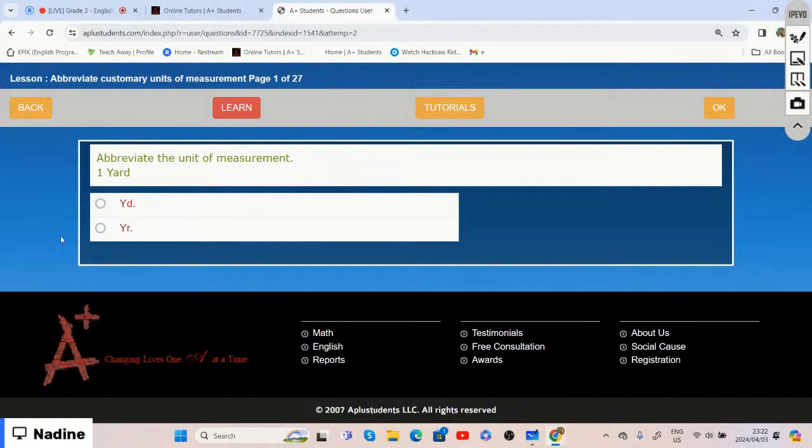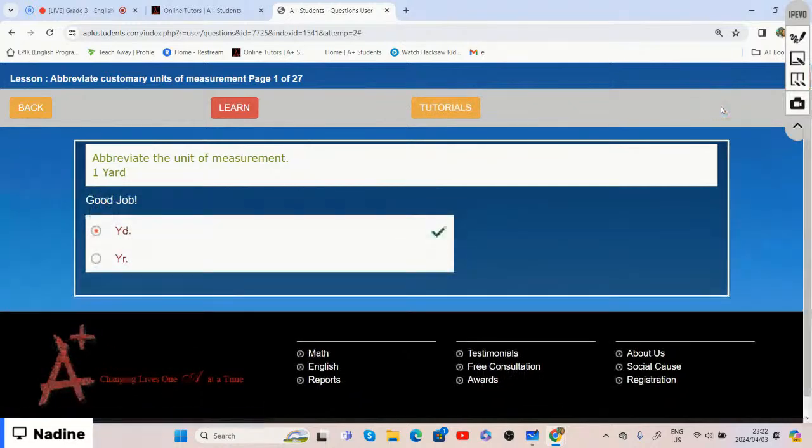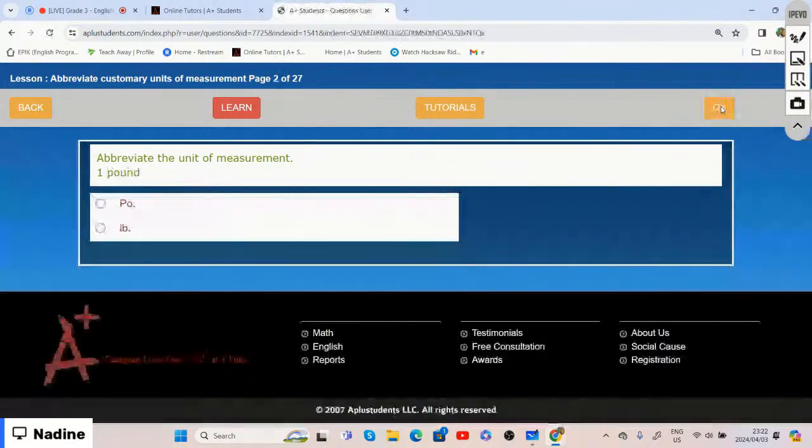All right, and if we, for example, select the correct abbreviation for yard, then yes, we are going to choose the first option followed by a period. So well done. I like the fact that you wrote down the abbreviation and it is followed by a period. So well done. 1 pound.